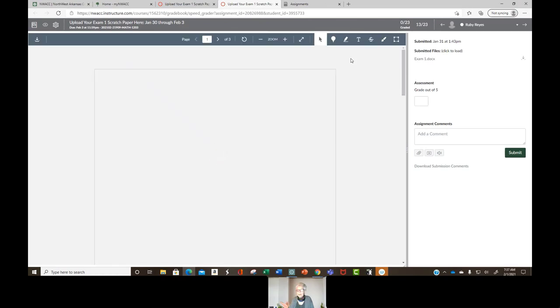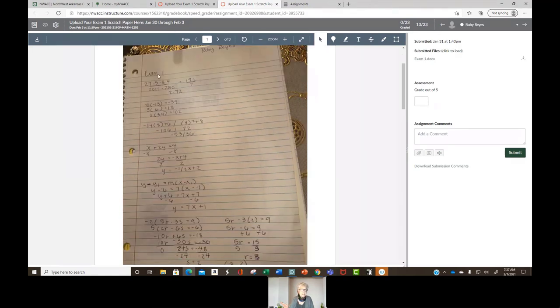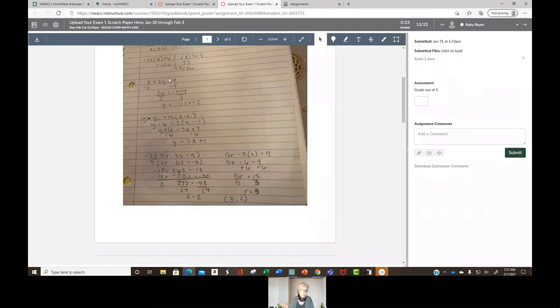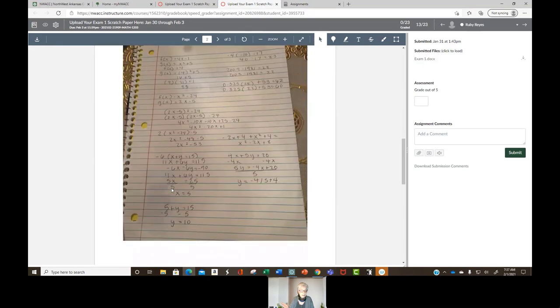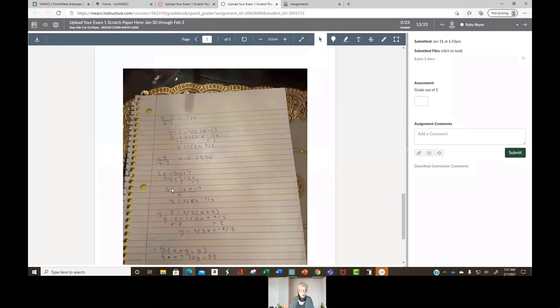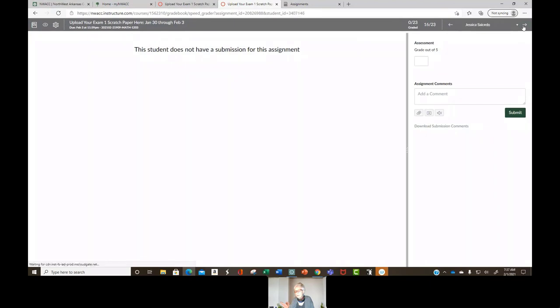And it looks like somebody. See, where am I? I don't know. Here, look at this. This paper. Yeah, the problems are not numbered. So if I can't find your work, then I can't give you partial credit. But it is at least very neat. Let's look at the rest.